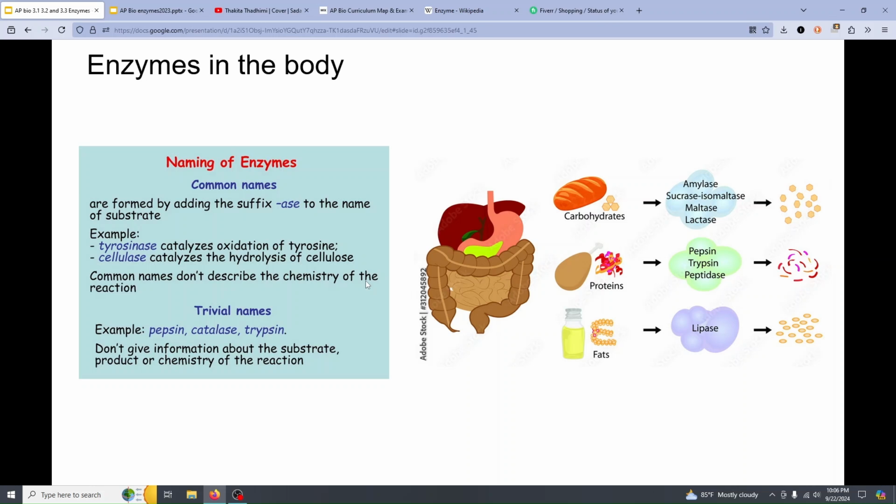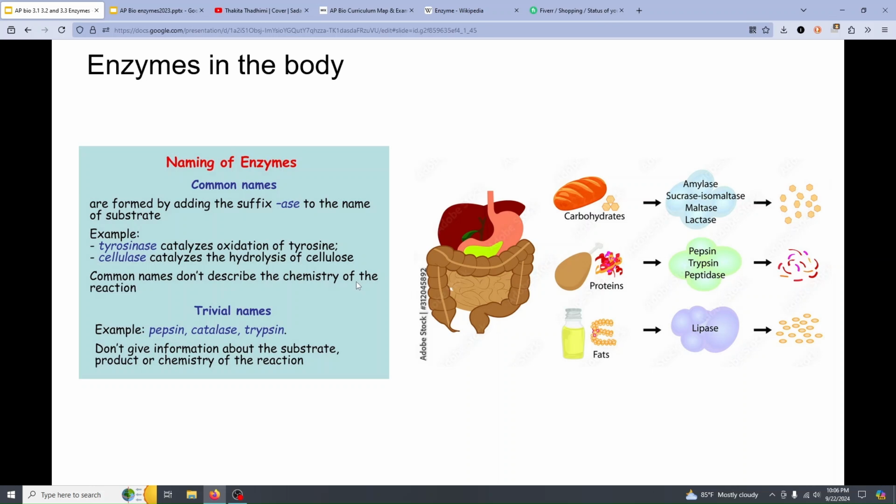Tyrosinase is breaking down tyrosine. Protease is breaking down protein. Lipase is breaking down lipids. Nuclease is breaking down nucleic acids. They don't describe the chemistry of the reaction, but you get a general idea of what it is about.